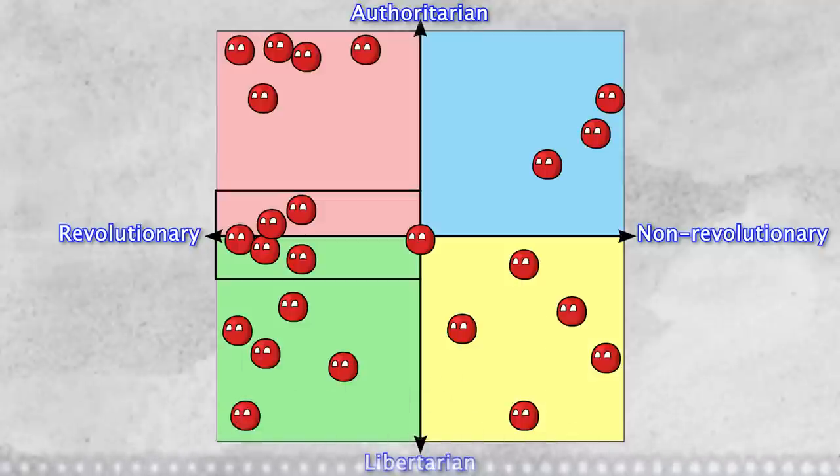And socialists in this borderline area are distinct from the socialists in the quadrants above and below them, which means that explaining the Socialist Political Compass requires that I explain five sections, not four.